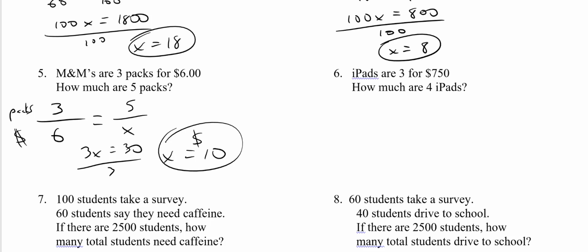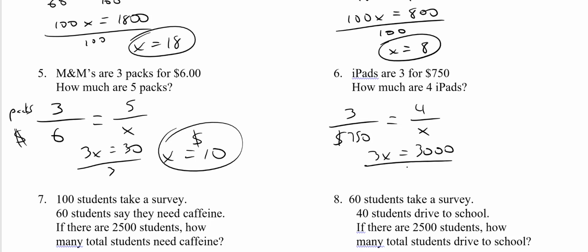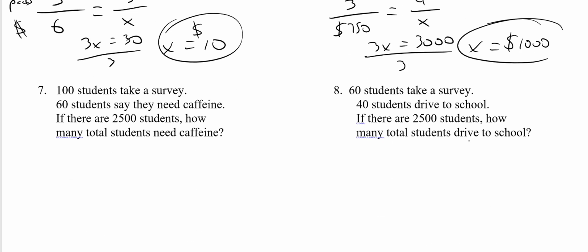Okay, iPads are 3 for $750. So 3 iPads for $750. And 4 iPads are how much? Okay, so we get 3x is equal to 3,000, divided by 3. X is 1,000. So remember, that means 4 iPads are $1,000. That's all it says. Okay, pretty easy.